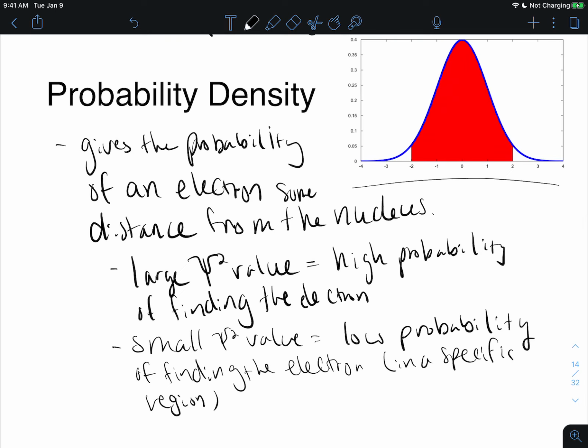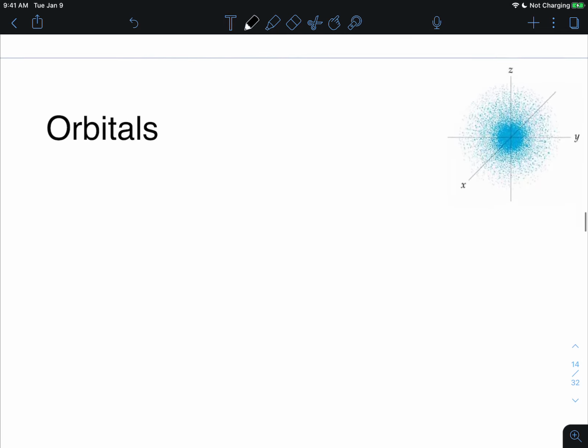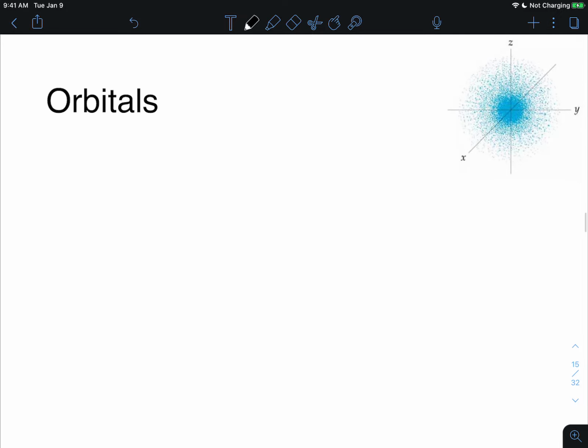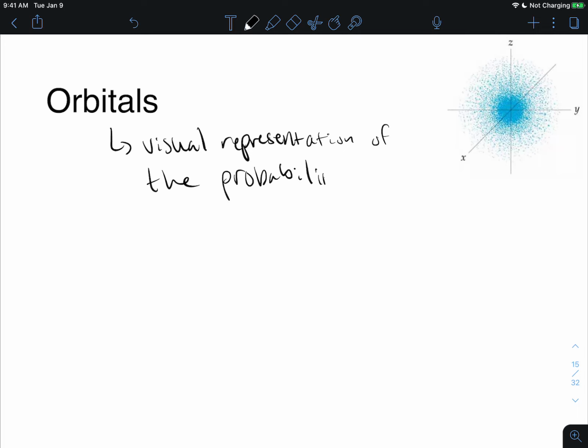Giving our probability density as a graph is not a really good way of visualizing it. So that's where the idea of orbitals comes in. Orbitals are our visual representation of probability density. So this is going to be three-dimensional in shape, and each orbital is going to have its own characteristic shape and energy.